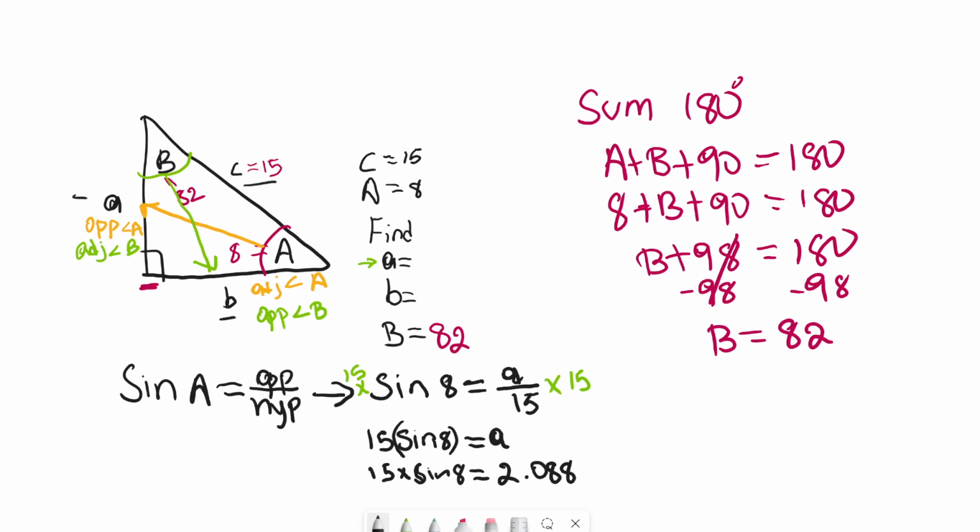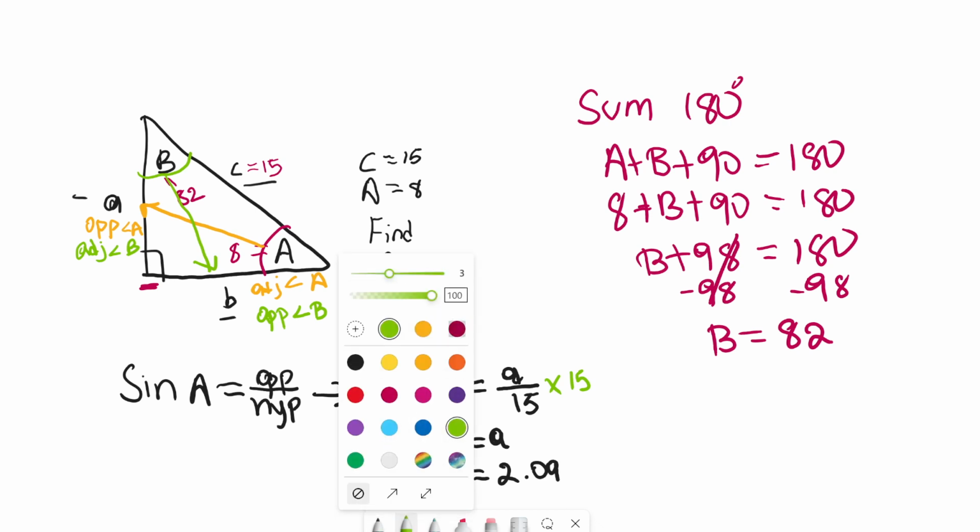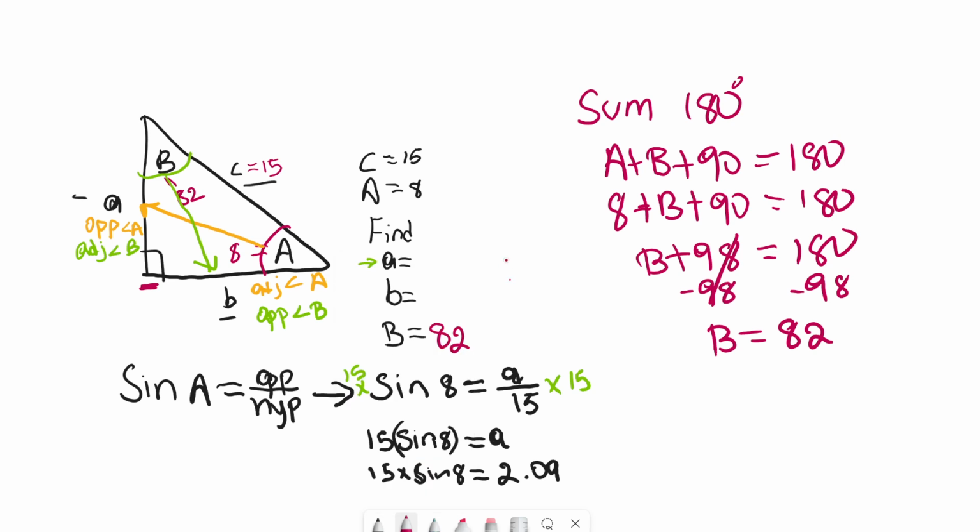Now, we can just say 2.09 since it's 8 here. We'll just use 2 decimal places. So we'll just say 2.09 since there was an 8 beside it. Now that's A, so I can plug that in. I can put that into what I was looking for. So we found A, which was 2.09.